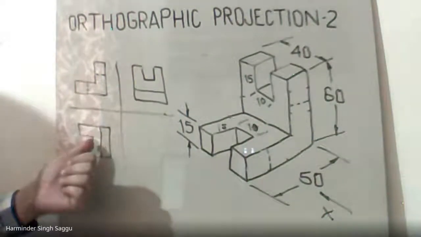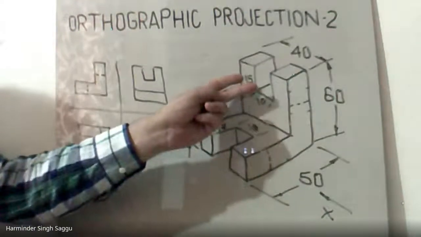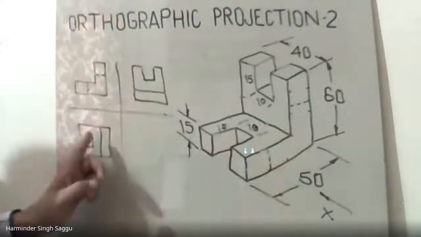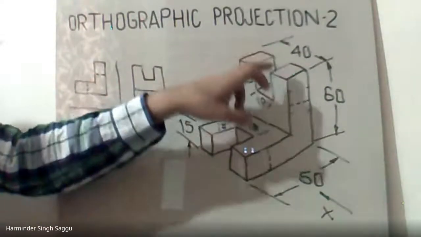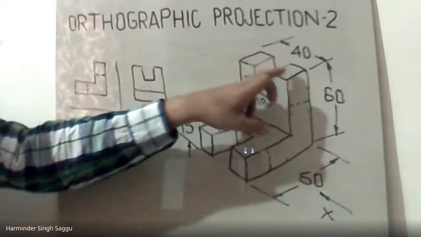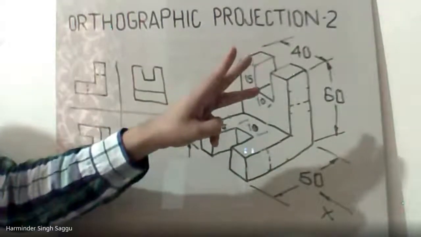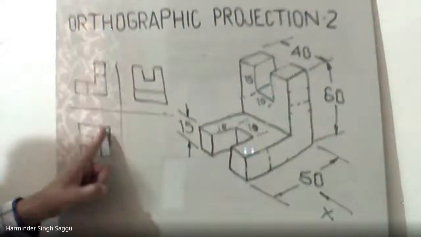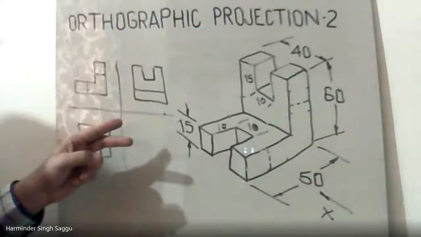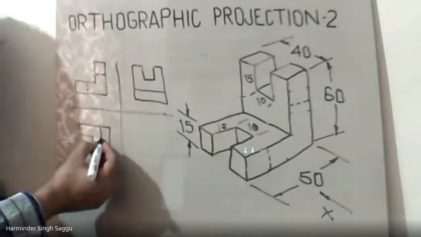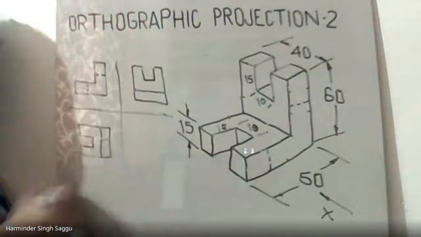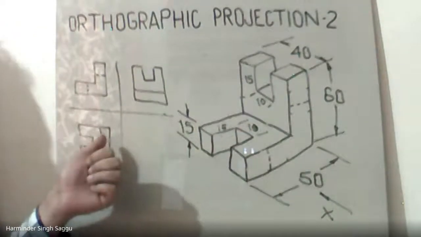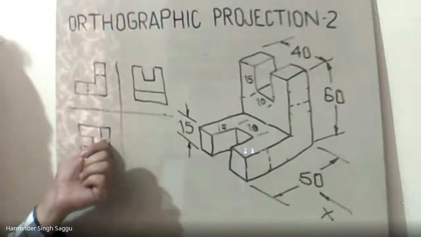Now for its top view, see very carefully. From top, for this elevation, you will see one surface. Now that single surface is divided into three surfaces. This is say A, B, and C. Means you have to divide this elevation into three surfaces by drawing two horizontal straight lines due to that slot. So this is surface A, surface B, surface C, three surfaces.